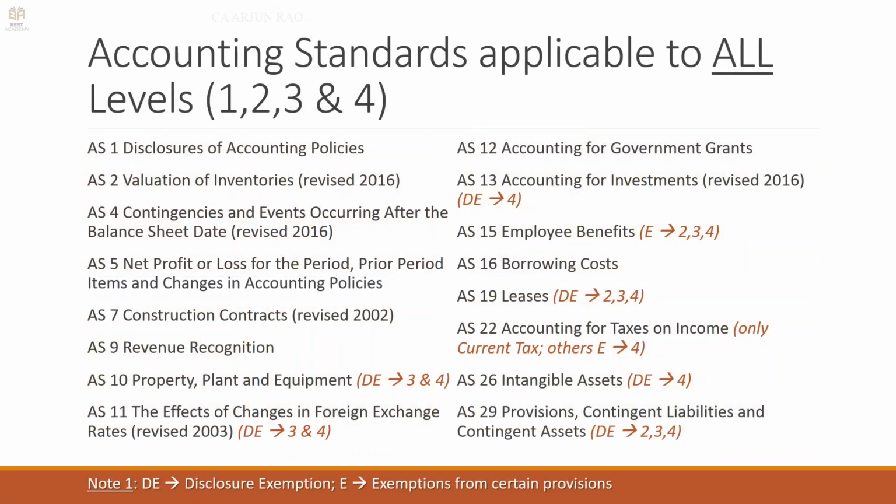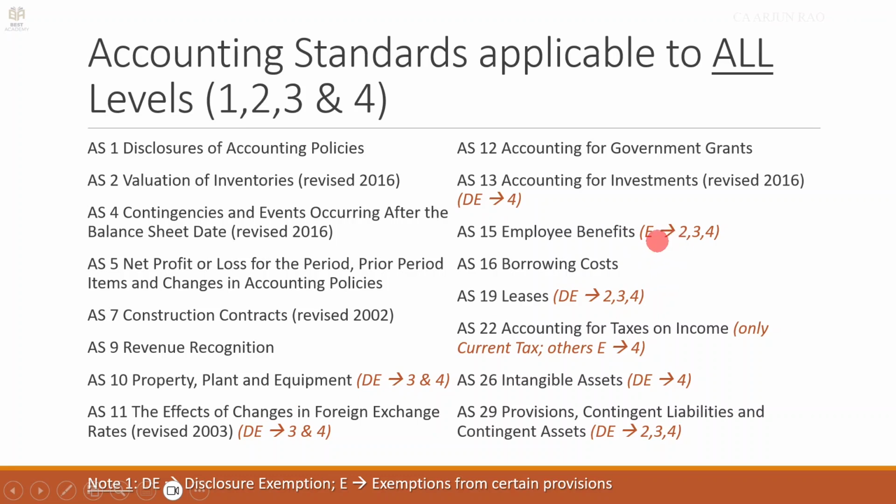So, on the next slide, we are looking at the accounting standards that all non-corporates should follow, including the micro, small and medium enterprises, that is levels 2, 3 and 4. Level 1 anyway should follow all 27. This list is also applicable to levels 2, 3 and 4.